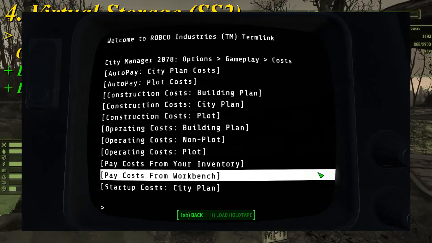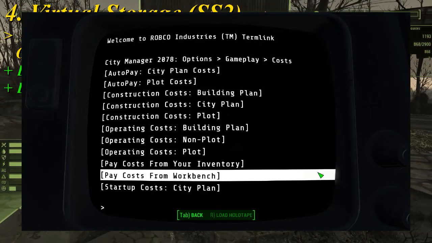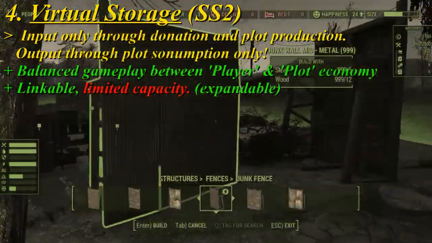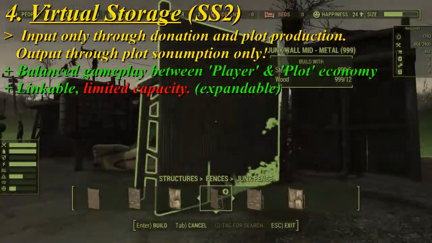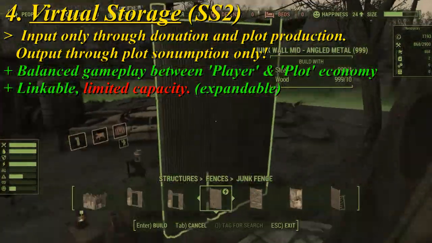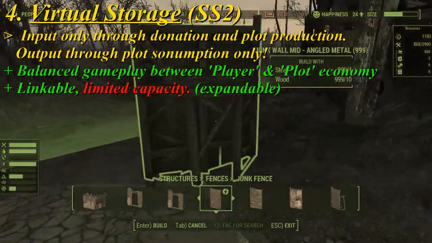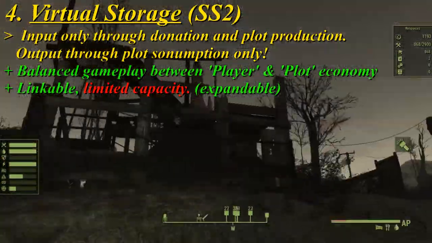But early game, that can be very problematic, because if your virtual storage does not contain enough resources to pay the upkeep, your workbench gets drained, and all of a sudden all your steel, concrete, and copper is gone in an instant. So be very careful when you have this option on, and it is on by default.